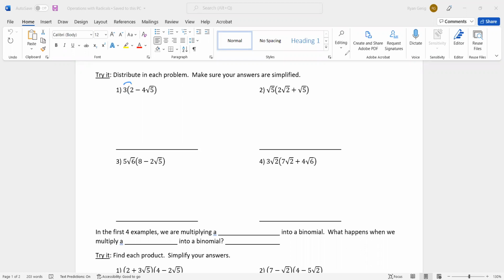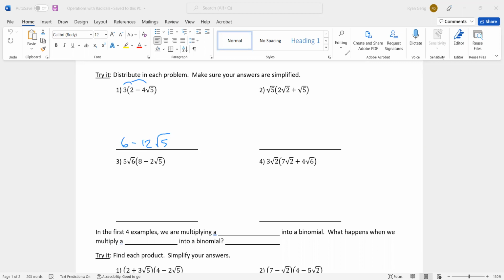So I'm going to take 3 times 2 and 3 times that. 3 times 2 is 6. What do I multiply the 3 by? Well, the stuff on the outside, since 3 is outside the radical. So 3 times 4 is 12, radical 5. I cannot put those together. I am done. Yes, some of them are that quick.